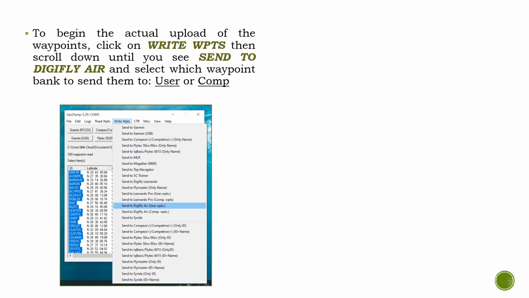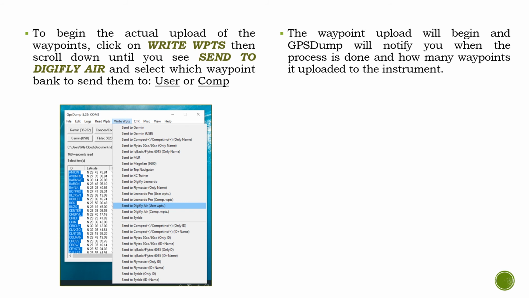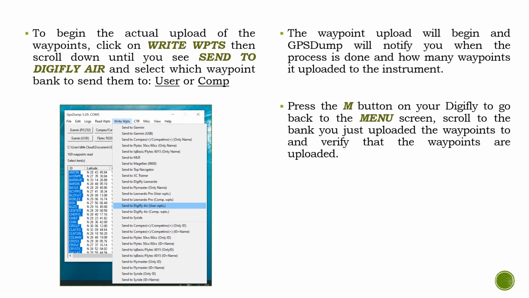To begin the actual upload of the waypoints, click on Write Waypoints. Scroll down until you see Send to Digifly AIR and select which waypoint bank to send the waypoints to. The process will start and GPSDmp will notify you once all the waypoints have been uploaded. It will also show you how many waypoints it uploaded to the instrument.